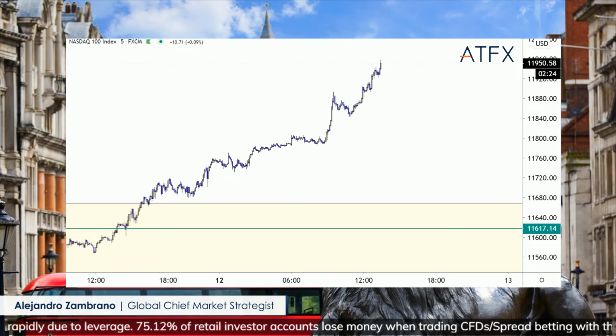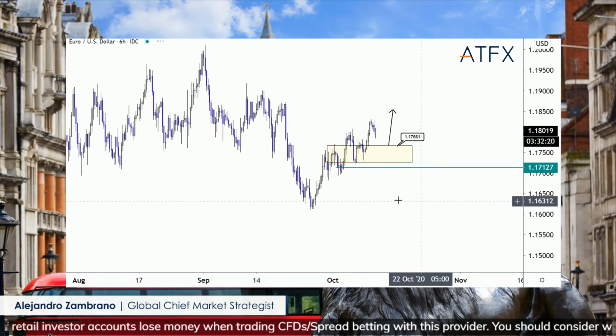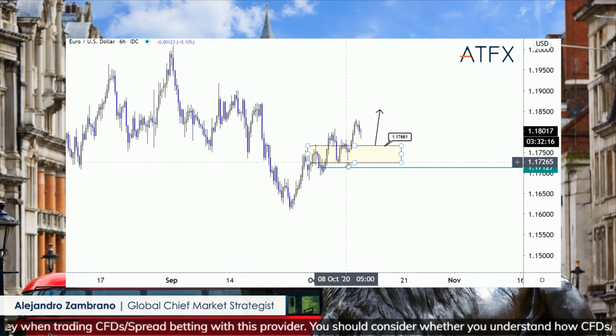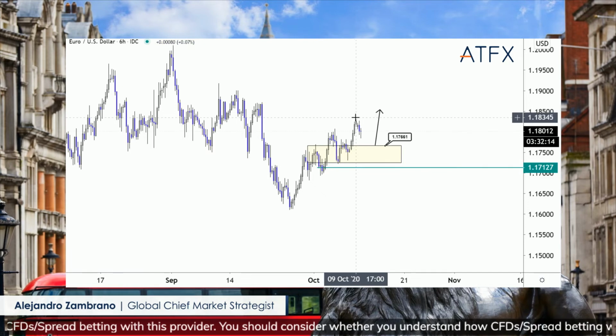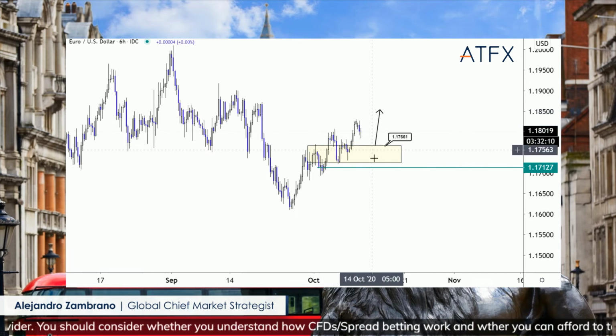Let's move along. Let's talk a bit about the euro. So this is the euro versus the USD. And last week we said buy here, and we bounced from this level once, twice. You get two opportunities to get involved. A couple of days later we went upwards, almost reached 1850. 1850 is a really good opportunity to get out.